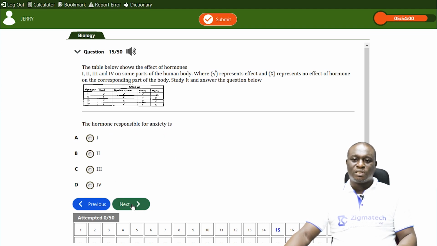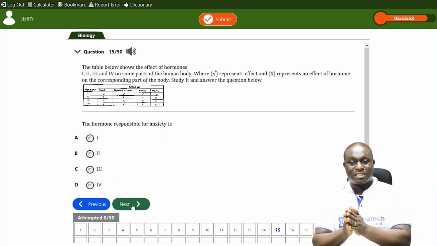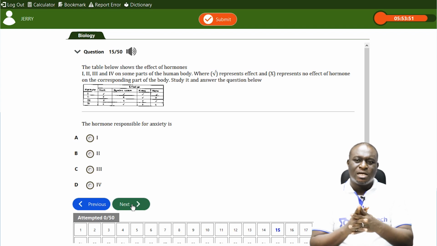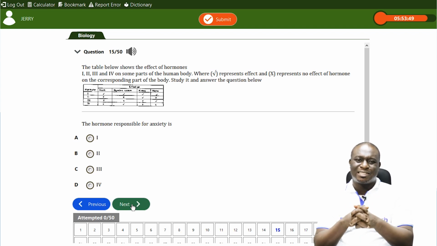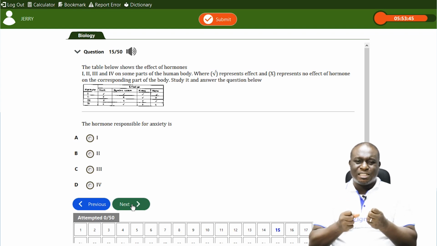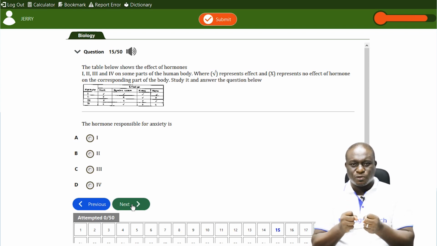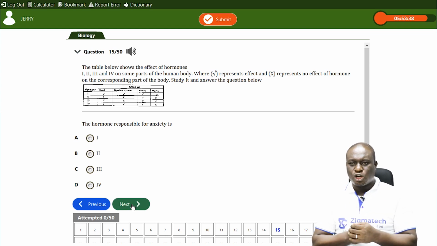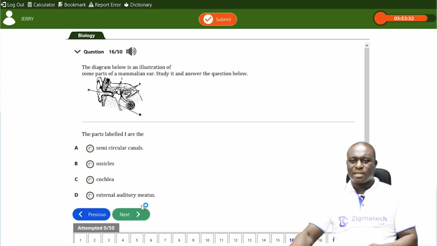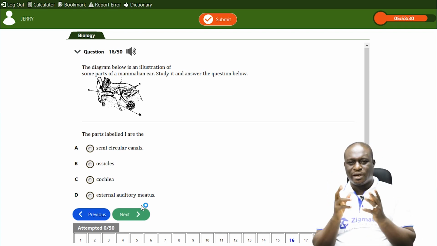Next is the next question, still on the same table. They said the hormone responsible for anxiety. I already mentioned this. The hormone responsible for anxiety, which is also called the emergency hormone. Anxiety, the hormone for fear, quick response. That is the adrenaline hormone. And the correct option is A, which is Roman figure 1.